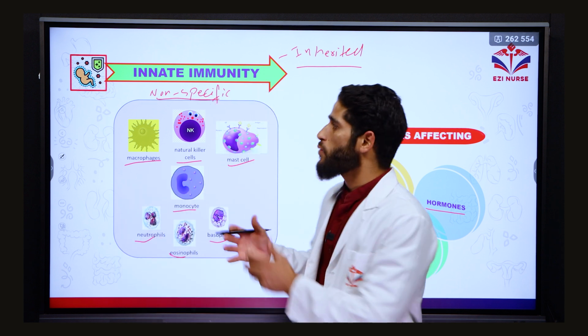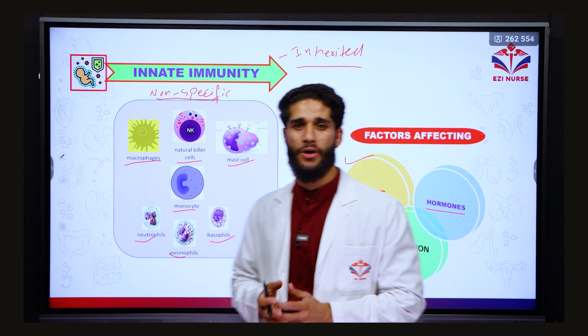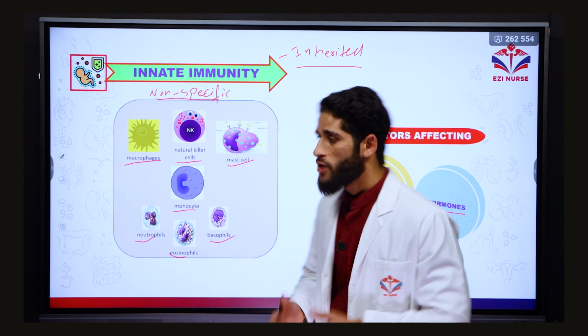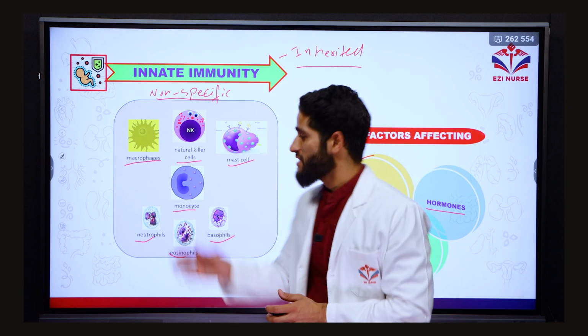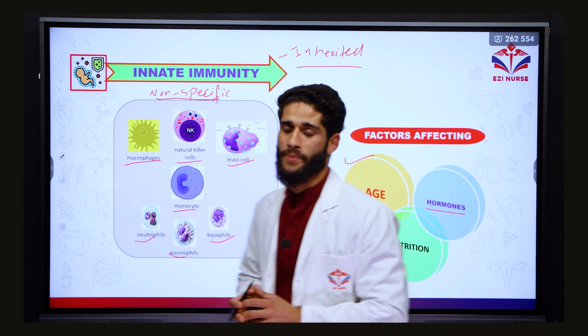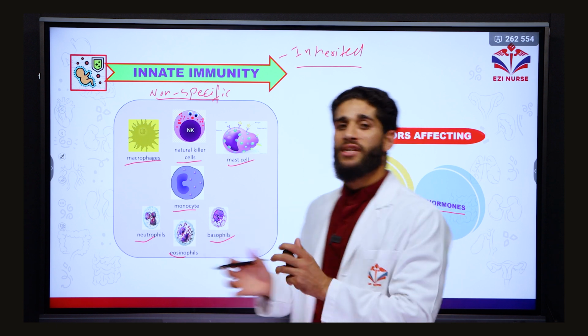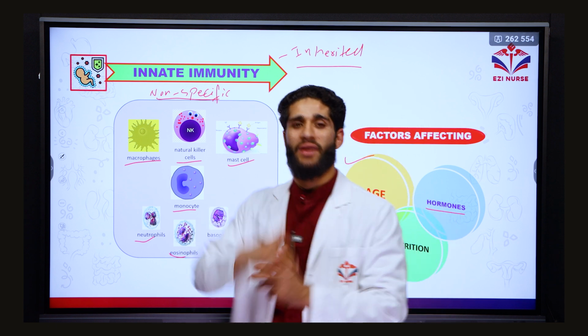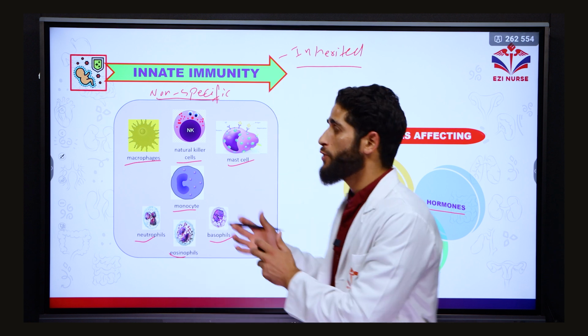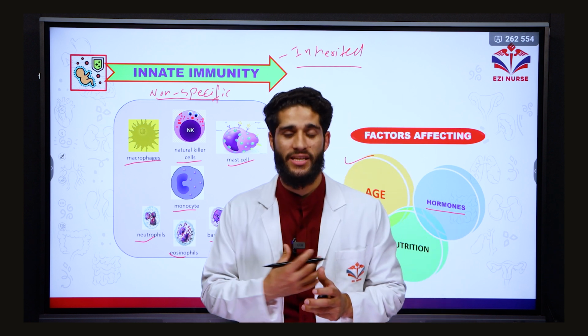Now let's understand the mechanism behind innate immunity. Coming towards innate immunity, as I told you, these are the types of cells that take part in innate immunity. Apart from that, we can divide it into physical and chemical ways. Among the physical barriers to innate immunity, a natural type of defense is the skin.